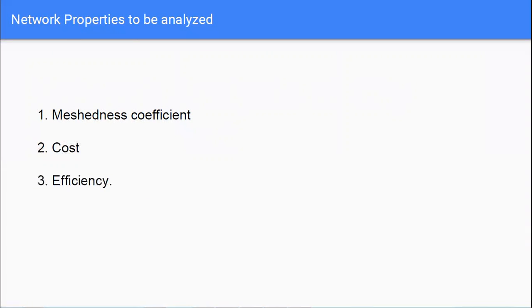So for measuring the city street network properties, I will follow the same approach as was followed by Alessio Cardio and others. They used these three structural properties, and I'll be using these to analyze the street networks. They are the meshness coefficient, the cost, and the efficiency.